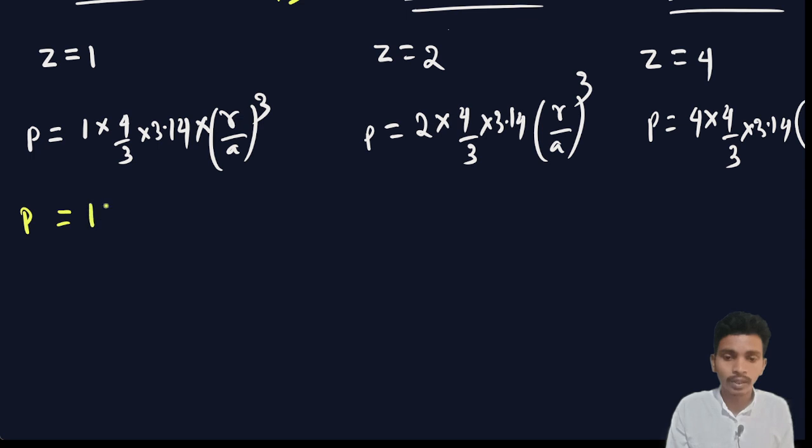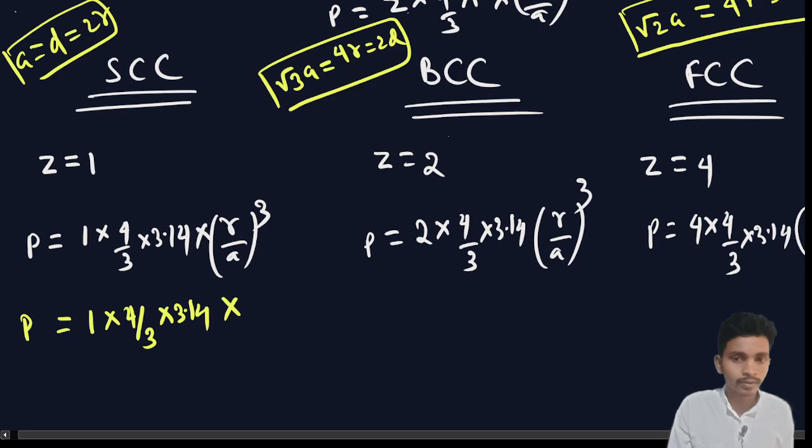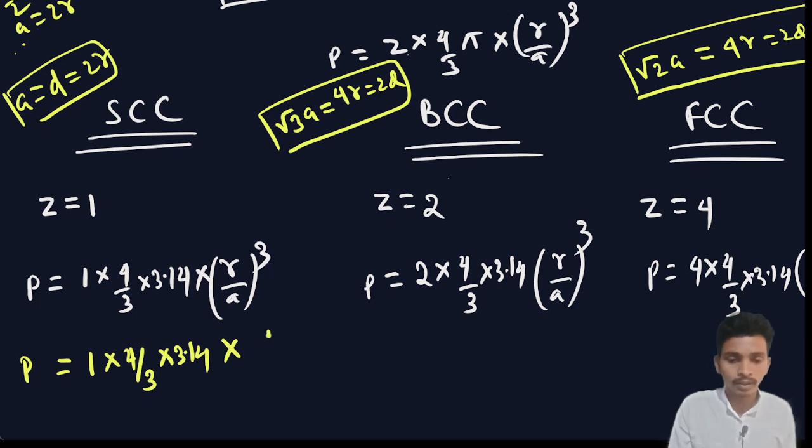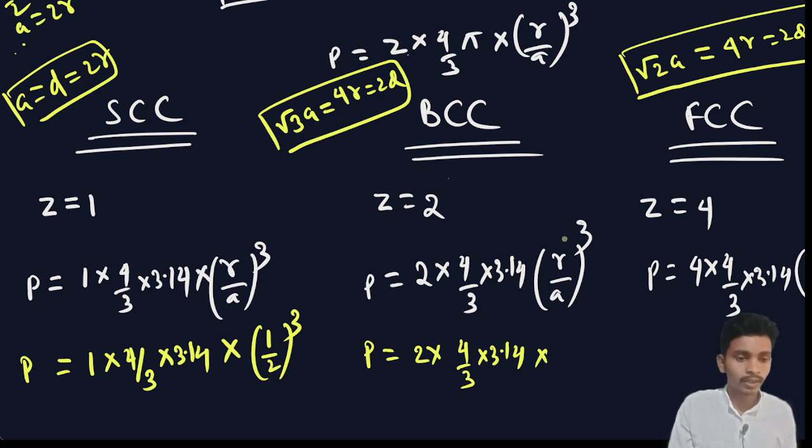So here, packing fraction is equal to 1 into 4 upon 3 into 3.14 into R upon A, and R upon A is 1 upon 2, this whole cube. Similarly, for this case, 2 into 4 upon 3 into 3.14 R upon A.